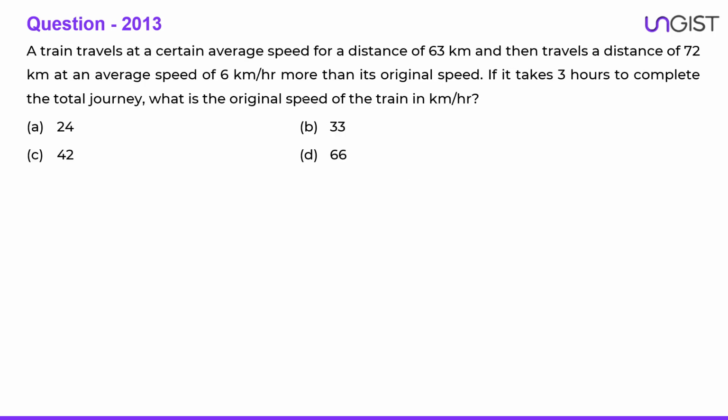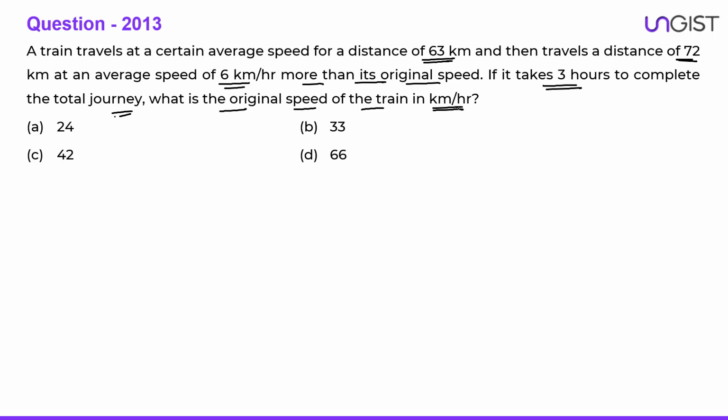So again in 2013, one more question is there. The question says the train travels at a certain average speed for a distance of 63 kilometers. Then it travels a distance of 72 kilometers at an average speed of 6 kilometers more than its original speed. If it takes 3 hours to complete the total journey, what is the original speed of the train in kilometers per hour? See everyone, if I use traditional mathematics, this question will be a lengthy one, right? So we will solve this question with the help of the options. We don't make equations.